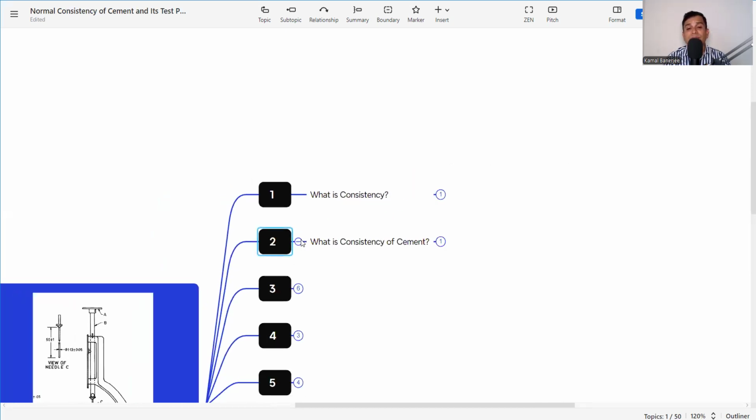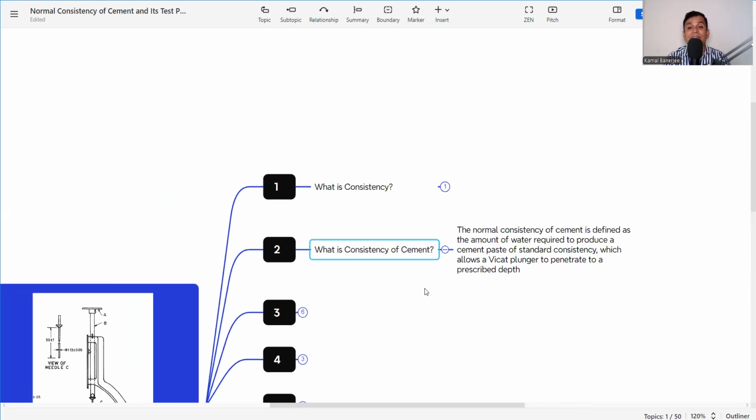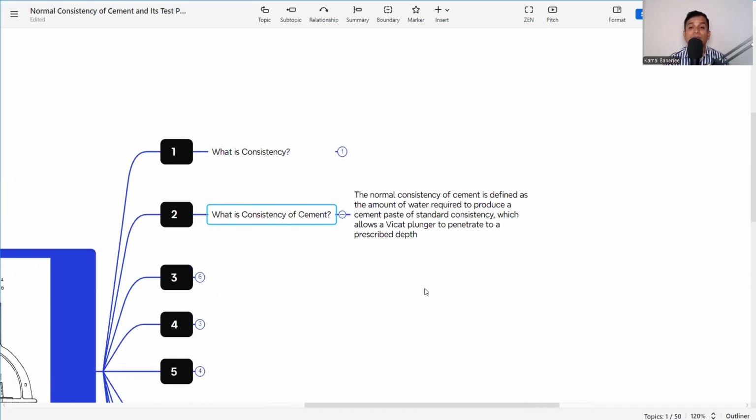The next is, what is the consistency of cement? Now, the normal consistency of cement is defined as the amount of water required to produce a cement paste of standard consistency, which allows a Vicat apparatus to penetrate to a prescribed depth. The Vicat apparatus is the instrument to determine the normal consistency. We'll discuss later what the Vicat apparatus is and what its components are. How it is determined is also given in IS 4031. It determines what the reading of the Vicat apparatus will be when you are measuring the normal consistency.